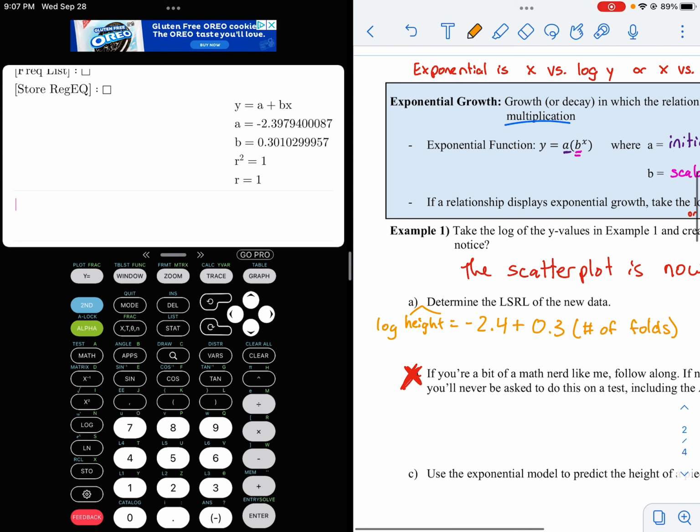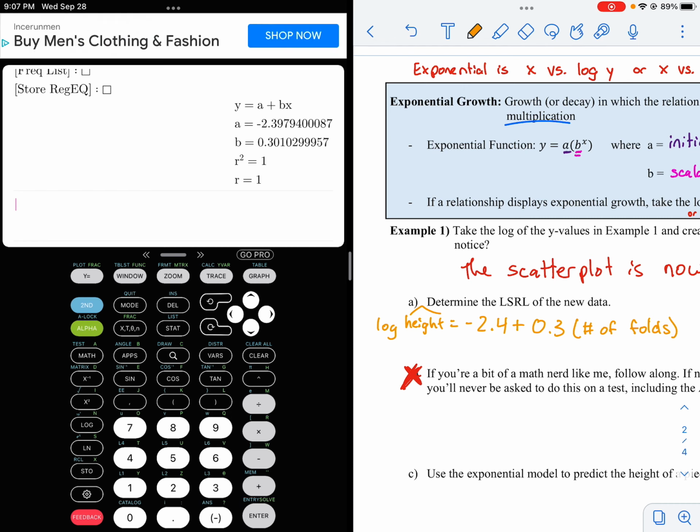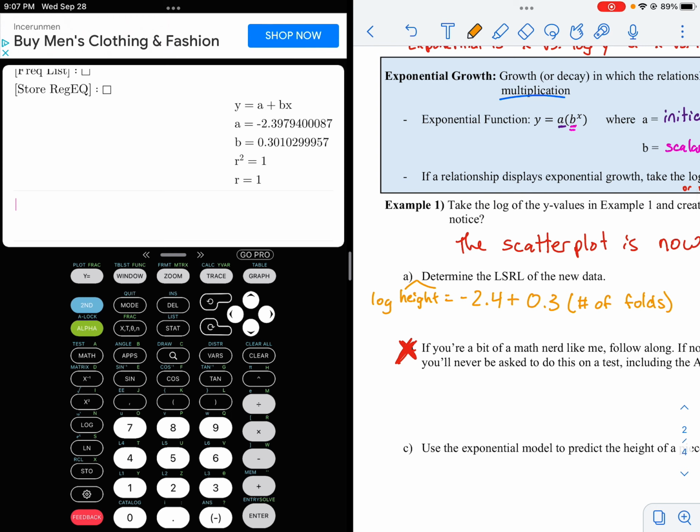So that's one thing that you might have to remember: after you take the log of your y's and you get your straight line, and now you get your new least squares regression line, we want to make sure that we talk about that it's the log of our height, or the log of our y values, that gives us this. Okay?